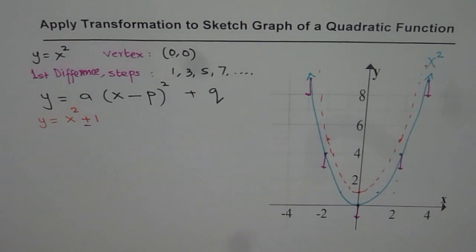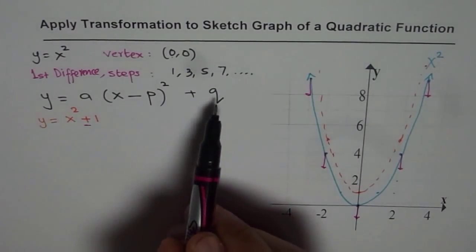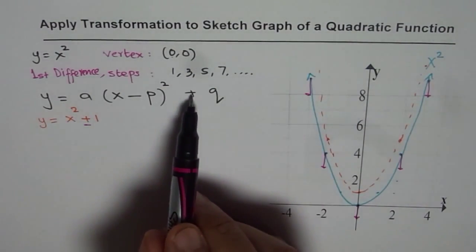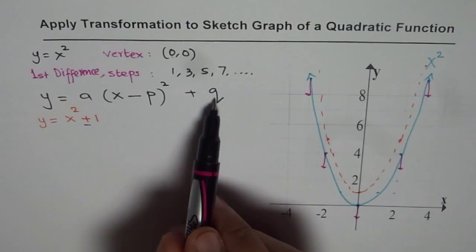So this is called the vertical translation. It could be up or down depending on the value of q, right? If it is positive, move up. If it is negative, move down.